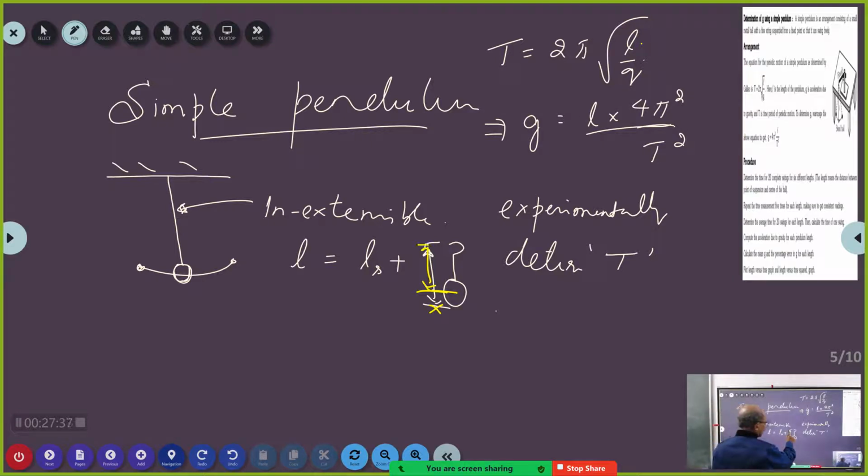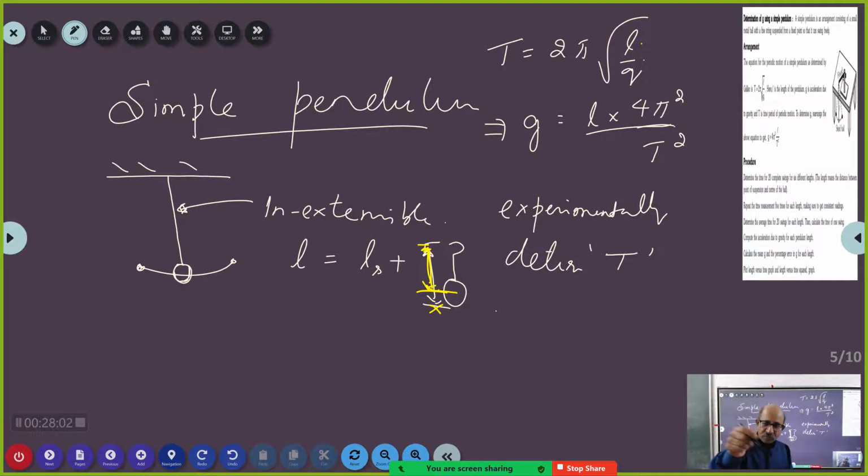And how did you measure this length? Over the pressure suspension, sir, there was a scale attached to that. Which scale? Centimeter scale, which had millimeter reading. So you have used a scale with least count 1 millimeter, correct? Yes, you should tell like that.